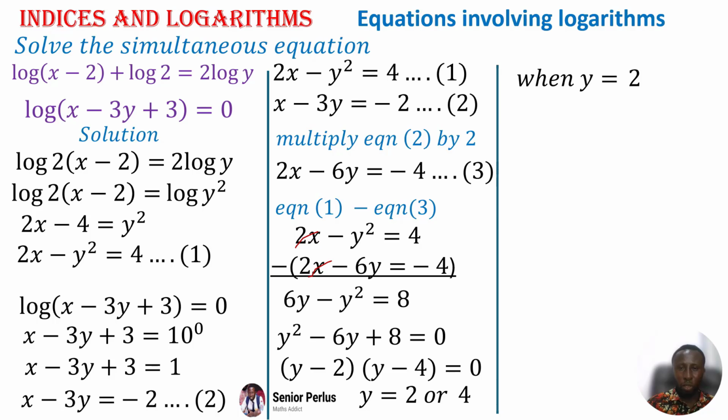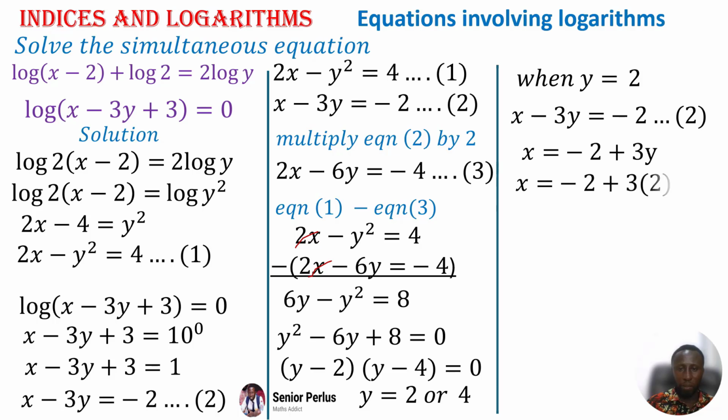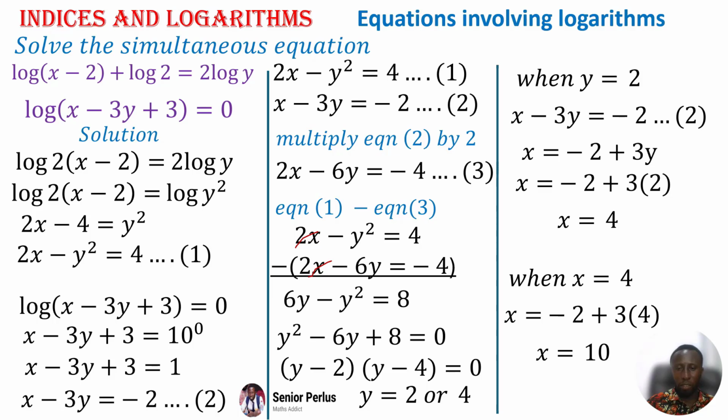So when y was 2, we can solve for the s from equation 2. When y was 2, just do the substitution, make s the subject. This is what we get. s is 4. And when y was 4, the same thing, we can solve for the s. And that's our answer for the s. Very good. And this is the equation involving logarithm and the simultaneous equation.